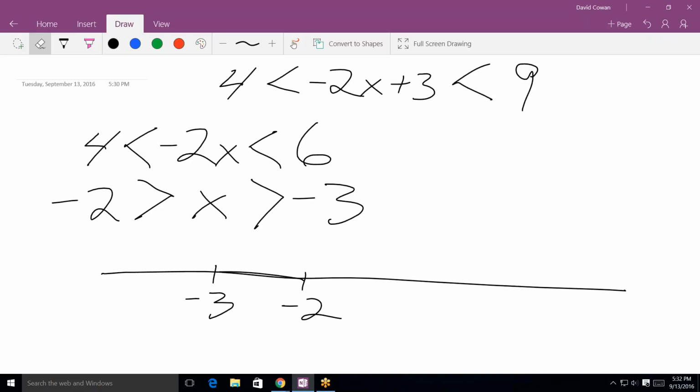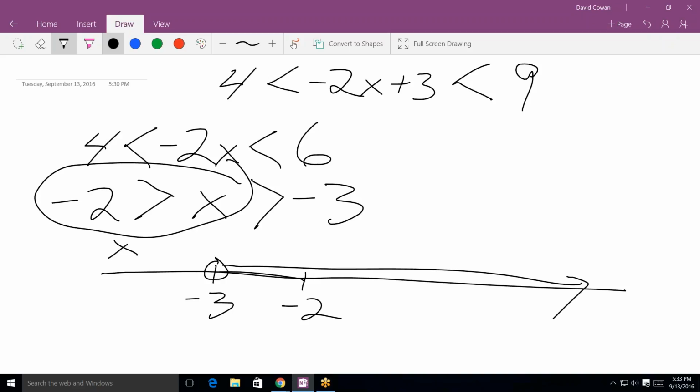Is this an "and" or an "or" problem? This is an "and." See, that's the difference. If it was an "or" problem, they would have done it correctly. But here's what they're saying. x is greater than negative 3. So I can draw that one like that. And this part here says x is less than negative 2, right? Yeah. So I would draw it like this. And the solution is all real numbers.